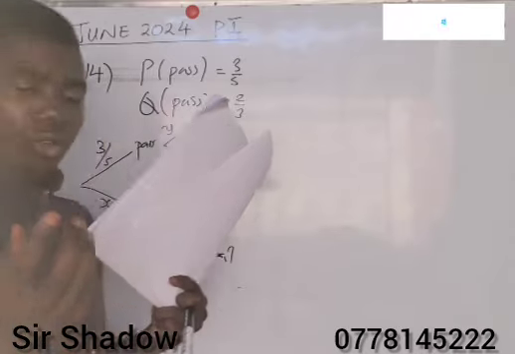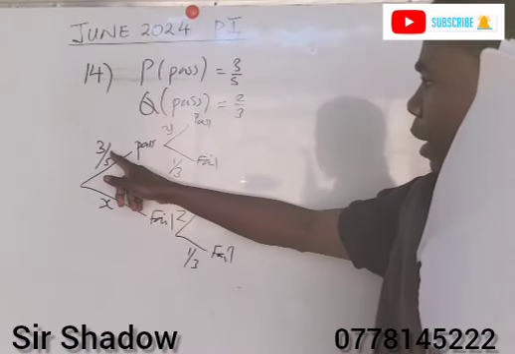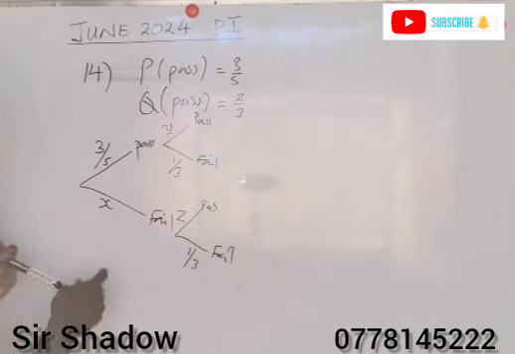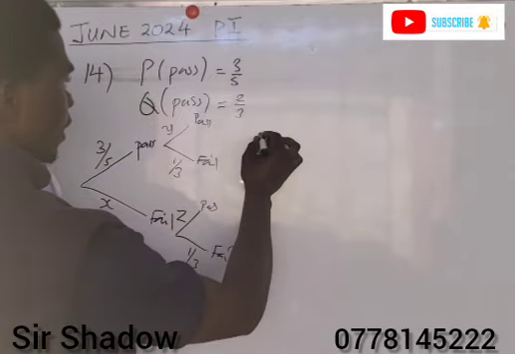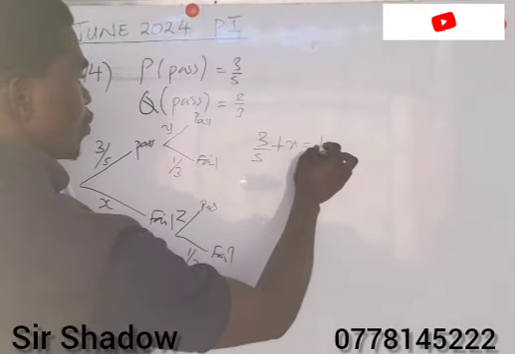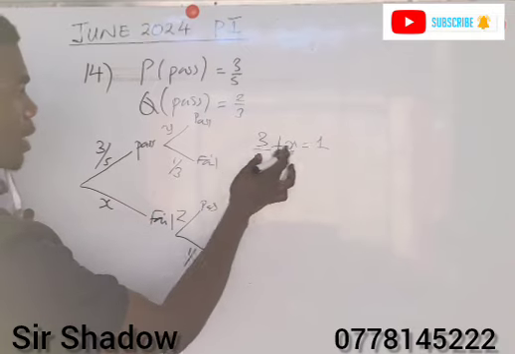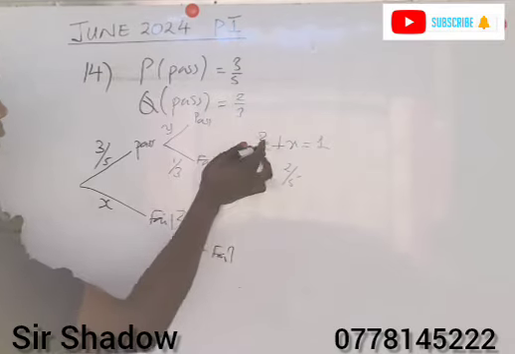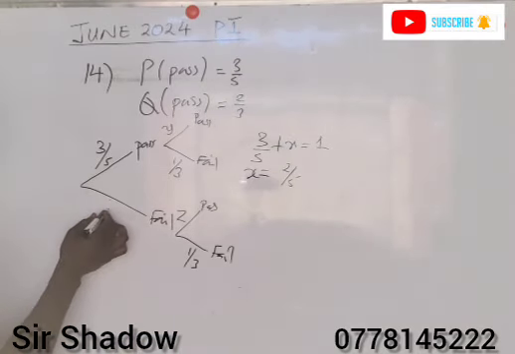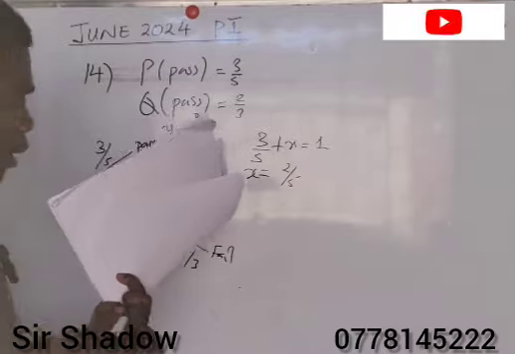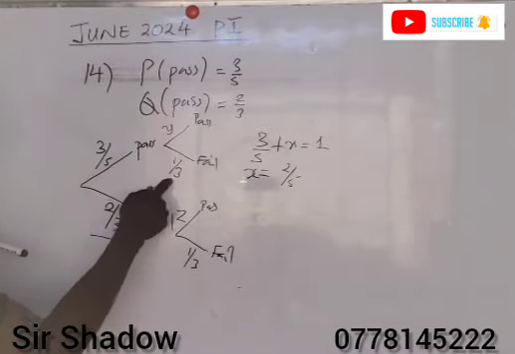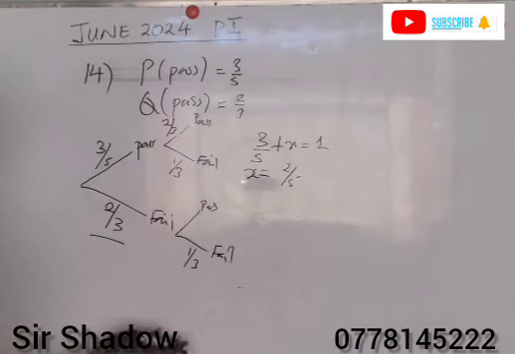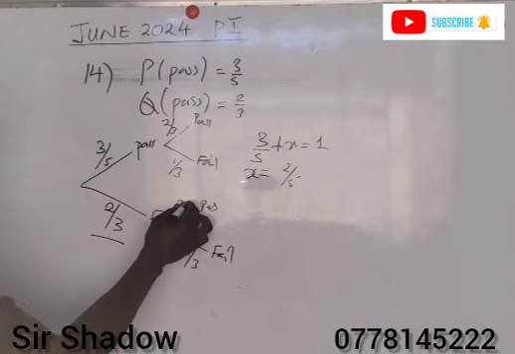Remember, when completing the probabilities, if you add this value 3 over 5 plus this unknown, their sum is 1. So 3 over 5 plus x gives us 1. To find the value of x, we say 1 minus 3 over 5, so x is equal to 2 over 5. Then same applies to y: 1 minus 1 over 3, which is 2 over 3. Then same applies to z: 1 minus 1 over 3 gives us 2 over 3.